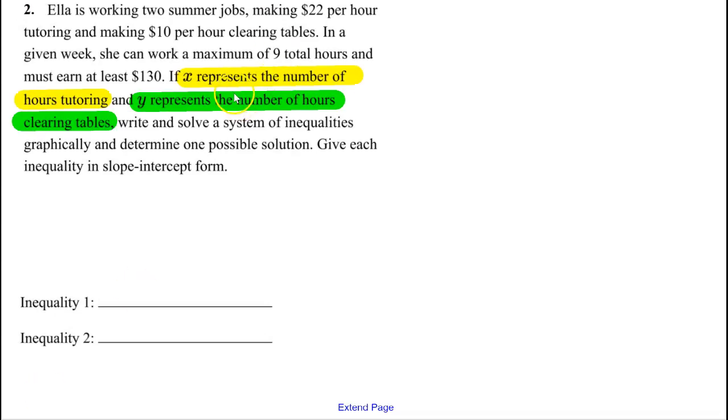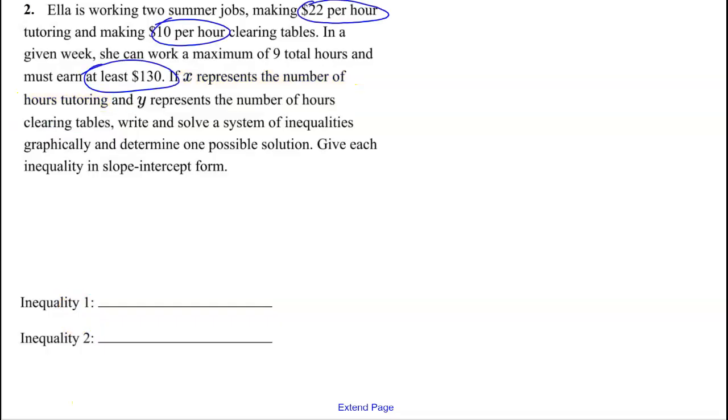Okay, so we got the X and the Y. The X is representing the tutoring and the Y represents the hours of clearing tables. I'm going to start with the money. So it's 10 per hour for the tables and 22 per hour for the tutoring. The 22 first because it's going to go with the tutoring and the tutoring is X. So I'm going to write that out: 22X plus 10Y, and because it's at least $130, we're going to say greater than or equal to 130.